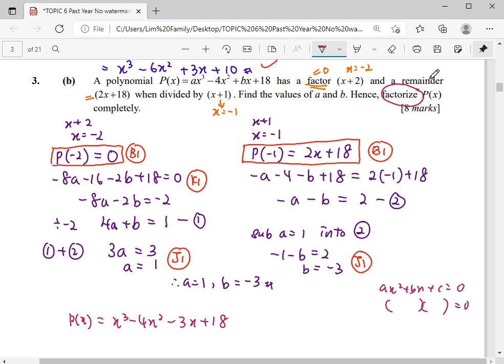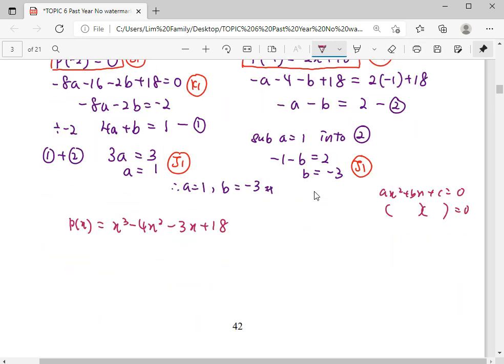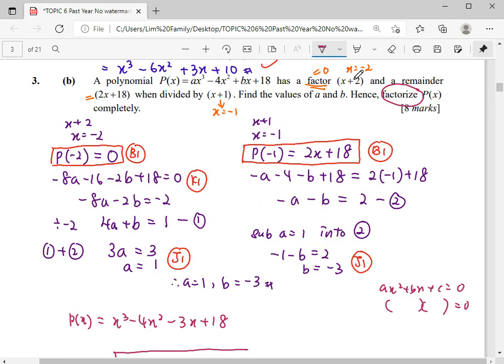Okay, so we have to do our long division. We take the factor and make it the divisor. So for this question, we will divide this polynomial, x cubed minus 4x squared and so on, by one of its factors, which is given here, x plus 2.